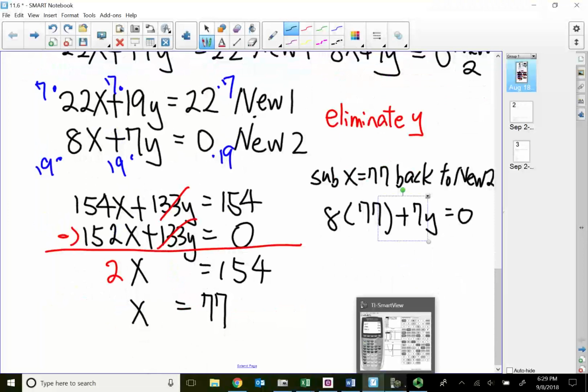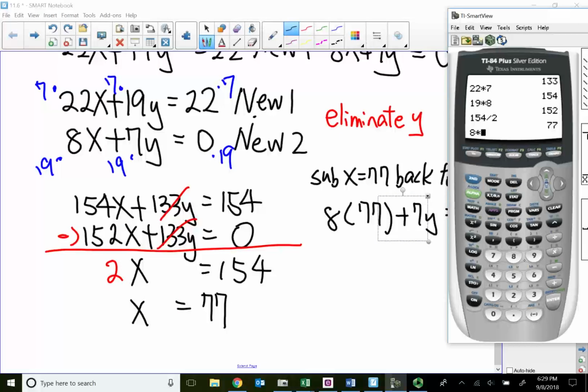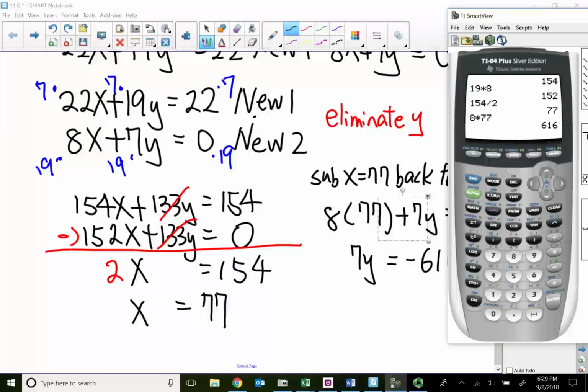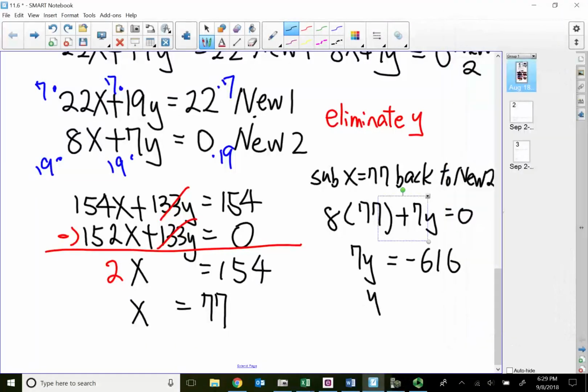So 8 times 77 is going to be 616. Go ahead and move that 616 over. The 7y equal to negative 616, right? It was positive here. Move over, become negative. Divide both sides by 7. My answer y equals negative 88. So now I got x and y.